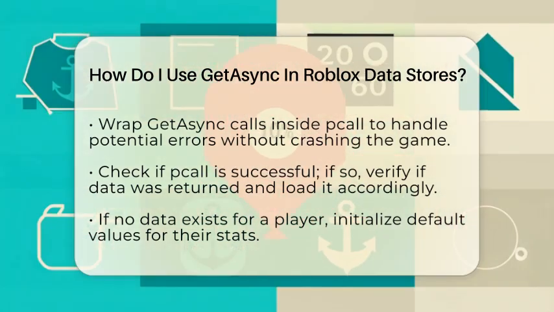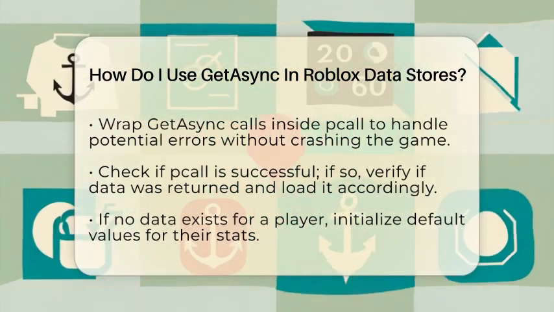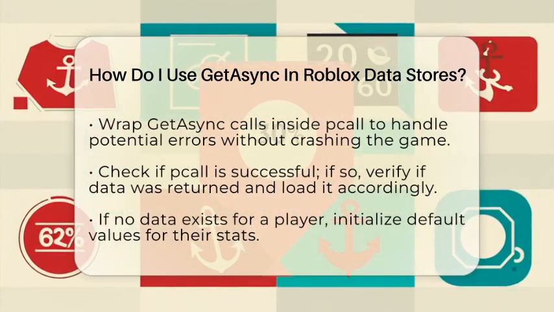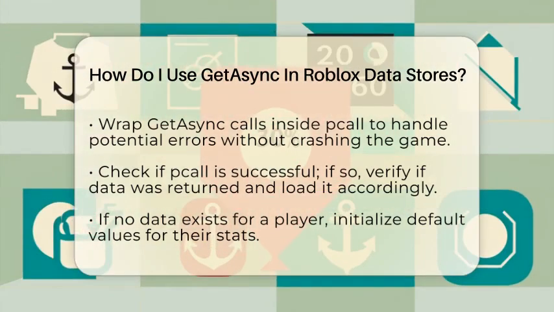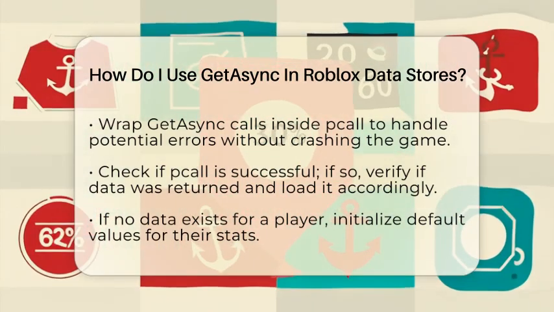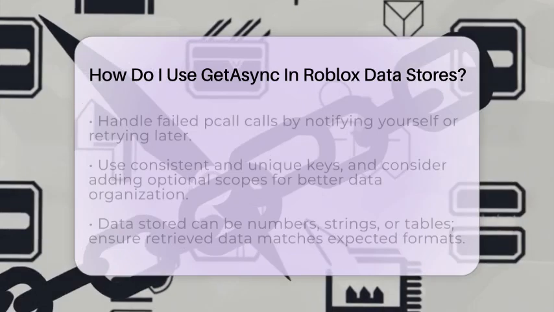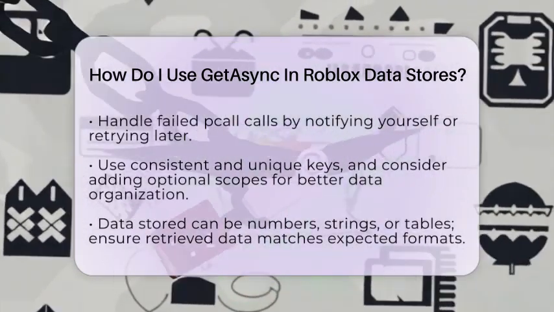Because network issues or Roblox service limits can cause errors, it's best to wrap GetAsync inside a protected call, which is called pcall. This way, if something goes wrong, your game won't crash and you can handle the error gracefully. You check if the pcall was successful, and if it was, you see if data was returned. If data exists, you load it into your game. If not, you can set default values for new players.